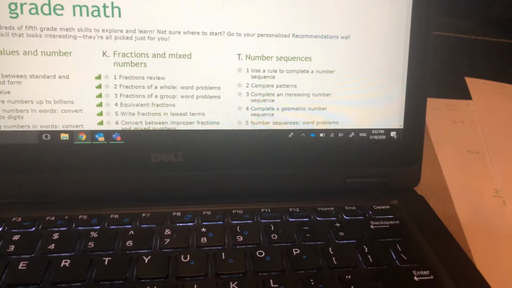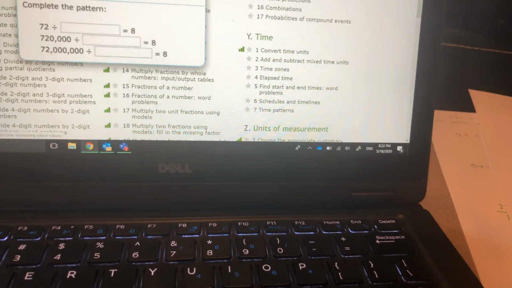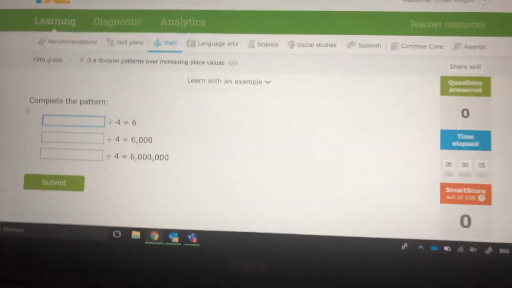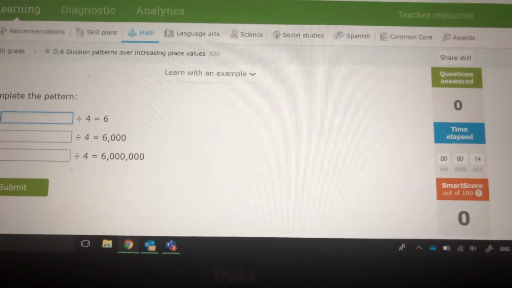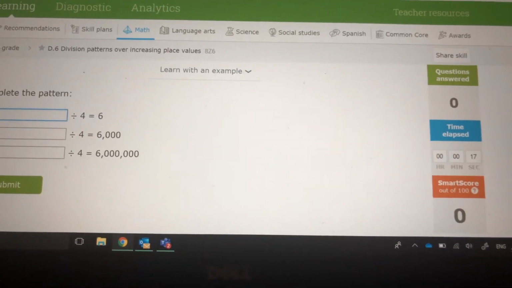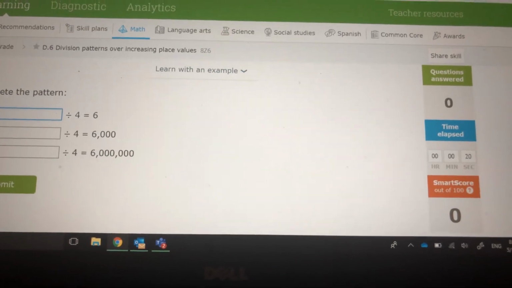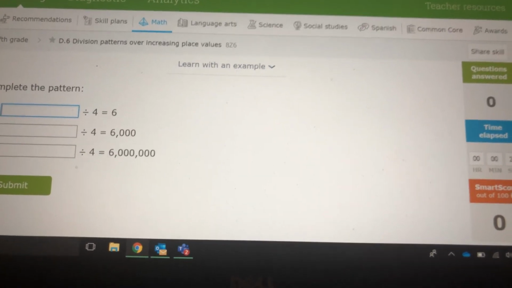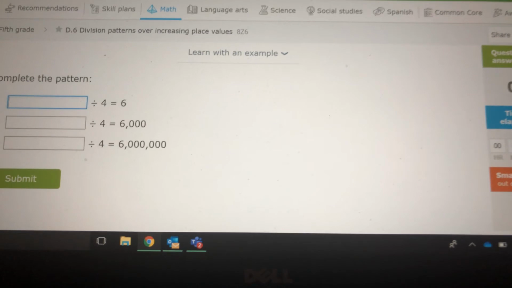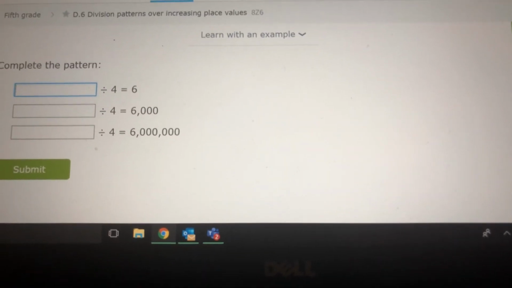So we're going to do D6 now. Get ready. Division patterns over increasing place values. Okay, so this is just helping you recognize place values and how it affects single-digit numbers, right? So what divided by 4 gives 6? Okay, so how many groups of 6 do we need for something to divide 4 to get 6? Well, all this means is what is 6 times 4, right? Either 4 groups of 6 or 6 groups of 4, and that'll let us know what our answer is.